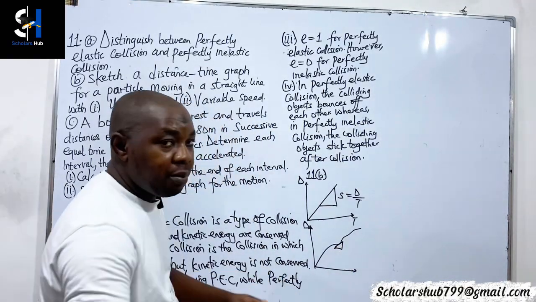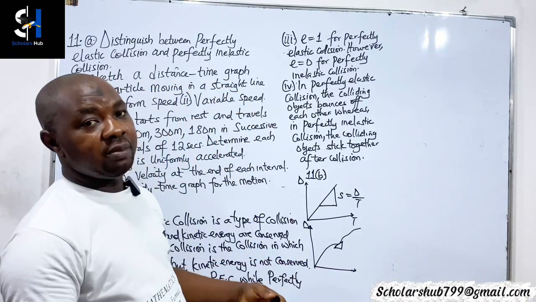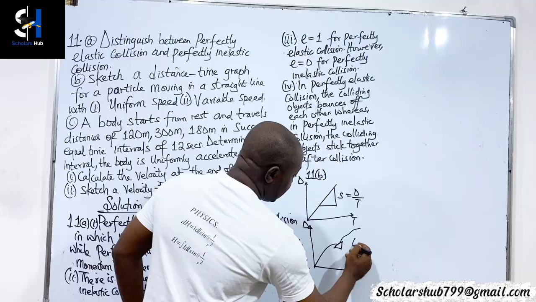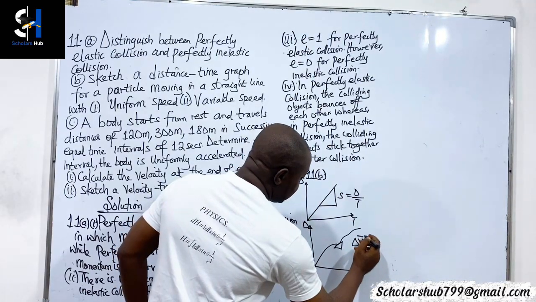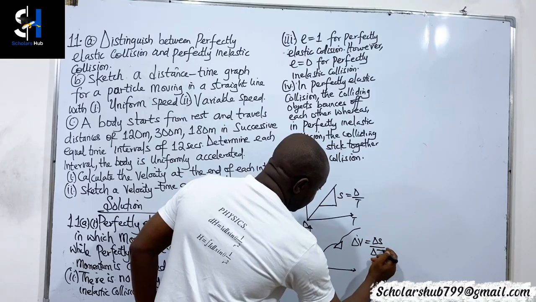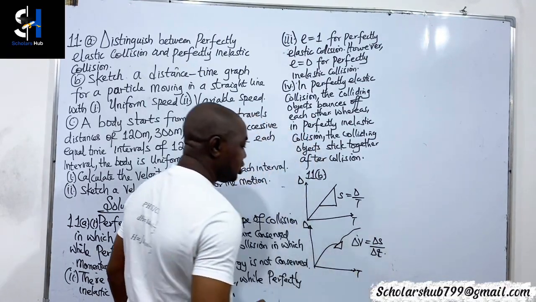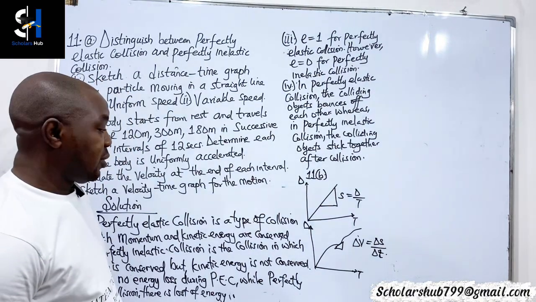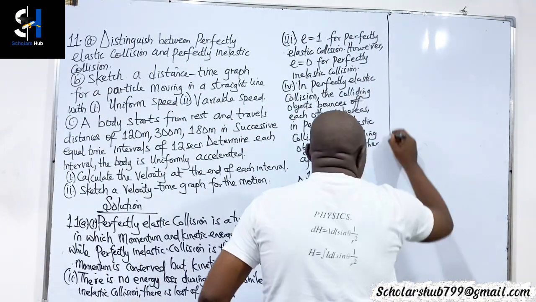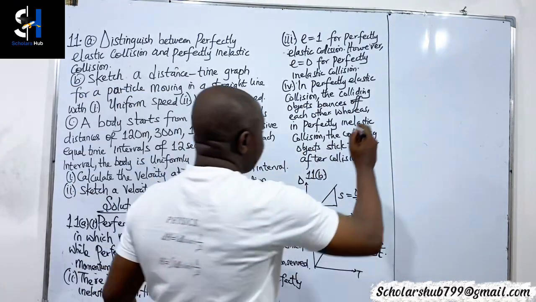When there's an abrupt change in distance with respect to time, then we have what we call instantaneous velocity. So the instantaneous speed in this case will be equal to a small change in distance over time. Okay, variable velocity. That's 11b. Now we have 11c.